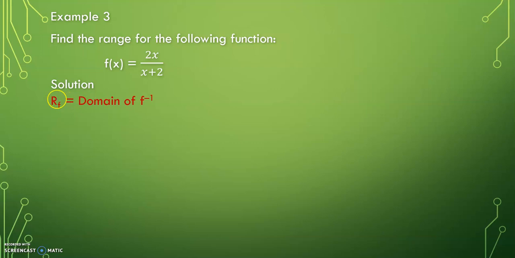So the range of f, since f(x) is a rational function, is equal to the domain of f inverse. That means we will try to find the f inverse. After that, we will look for the domain. And the domain of f inverse is equal to the range of f. And this only happens for functions involving rational functions.